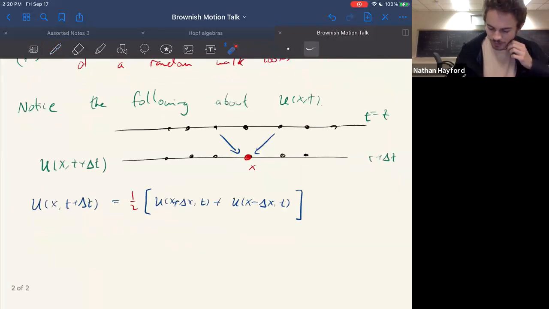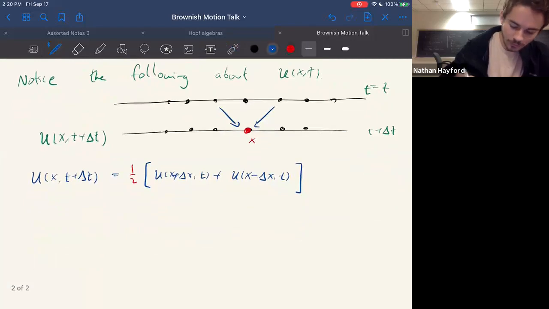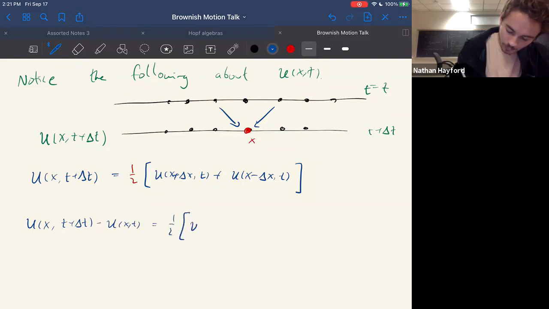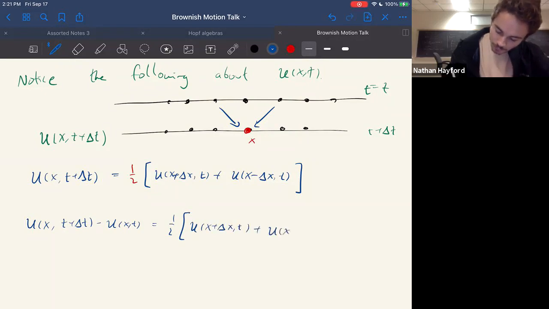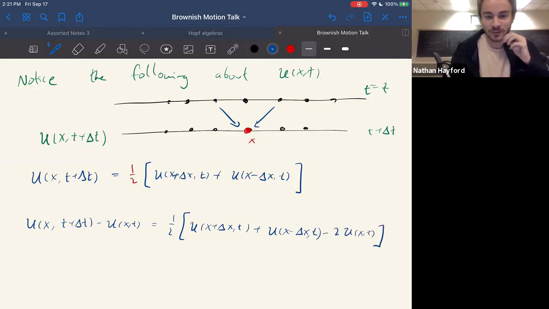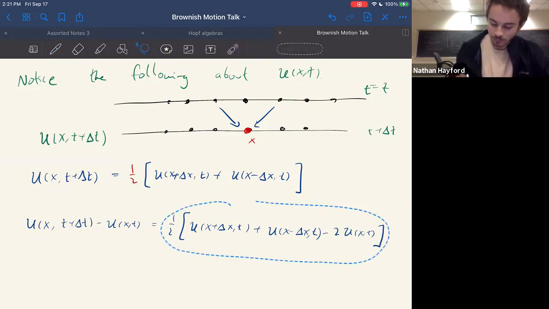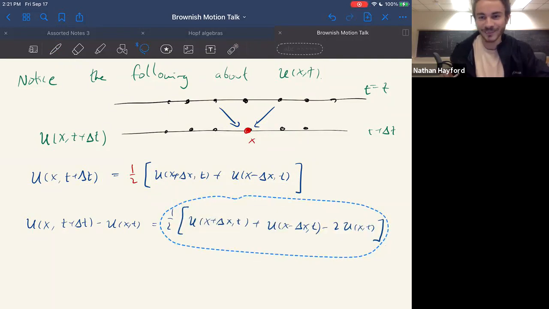So nice relation. And if I manipulate a little bit, not too much, I'm just going to subtract from both sides u of x and t. So on the left-hand side, I have u of x, t plus delta t minus u of x and t. On the right-hand side, I have 1/2 times u of x plus delta x and t plus u of x minus delta x and t minus 2 u of x and t. Does anyone do numerical analysis kind of things, or does anyone recognize this sort of expression, how they look similar, or what either side looks like? Any suggestions from the audience?